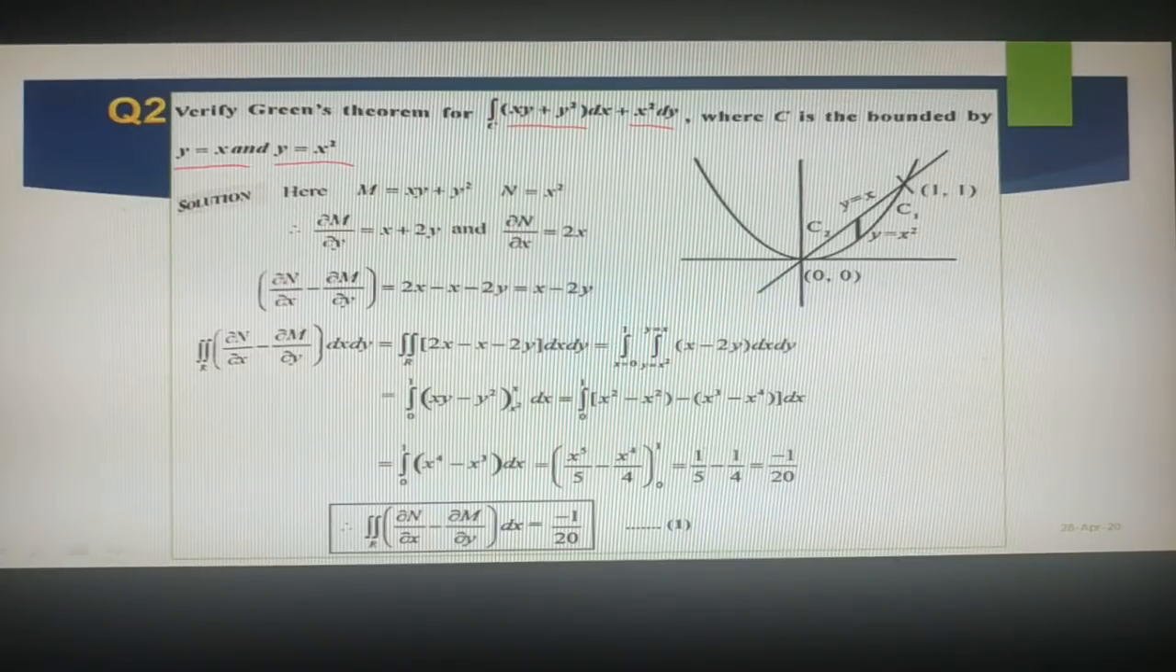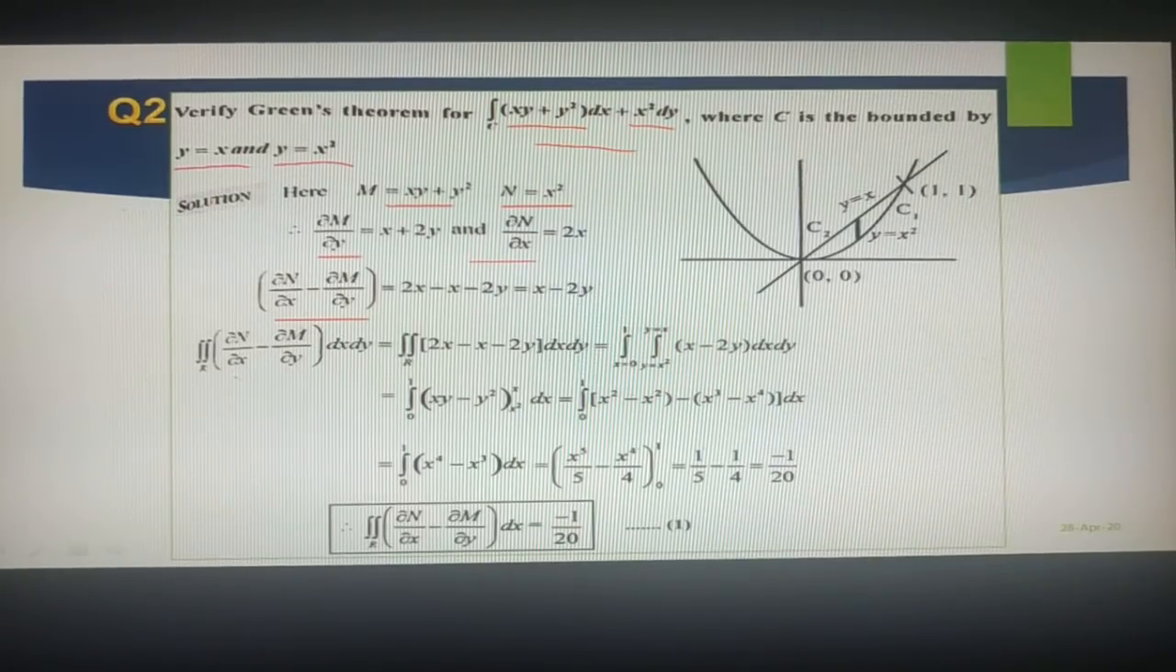Now, as you know, this is M and this is N. You compare this with your Green's theorem formula. So we get M differentiated with respect to y, N differentiated with respect to x. Just take the difference. As per Green's theorem, we need this term, the curl of this indirectly. So with dx dy you have to integrate. Once you get this term, that is x minus 2y.